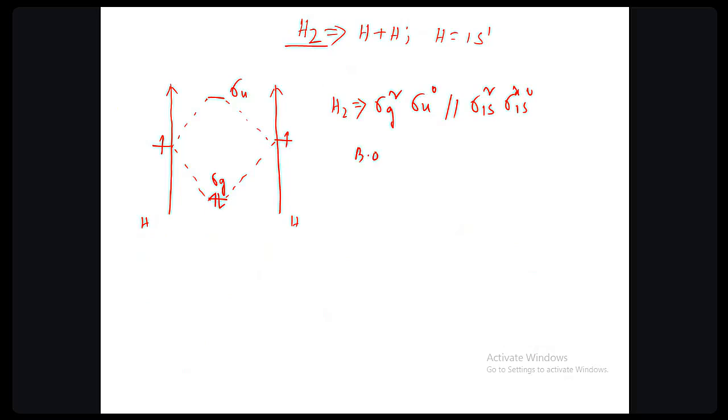Now bond order, bonding minus anti-bonding, 2 minus 0 by 2, that is equal to 1.0. That is, hydrogen has this type of bond.